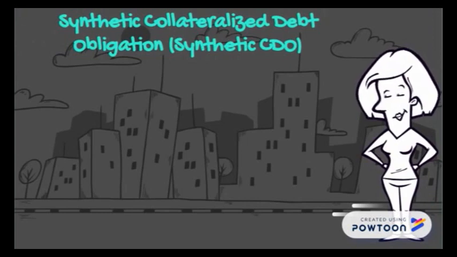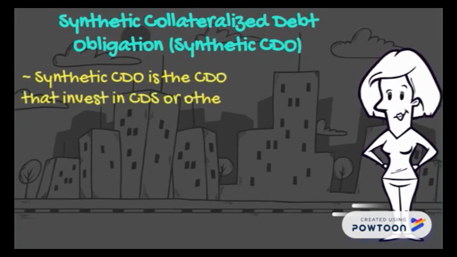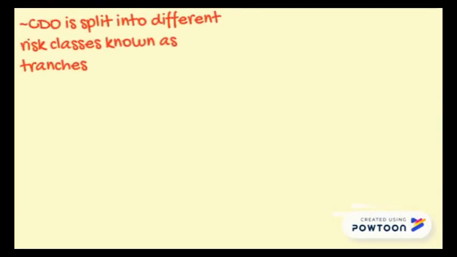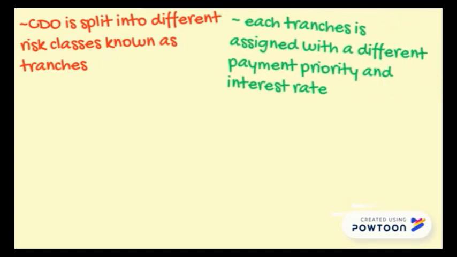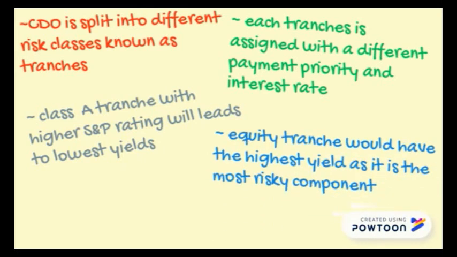Another derivative is the synthetic collateralized debt obligation, known as synthetic CDO for short. A synthetic CDO is a CDO that invests in CDS or other non-cash derivatives in order to obtain exposure to a portfolio of fixed income assets. The CDO is split into different risk classes known as tranches, and each tranche is assigned a different payment priority and interest rate. The Class A tranche with a higher S&P rating will lead to the lowest yield, whereas the equity tranche would have the highest yield as it is the most risky component.